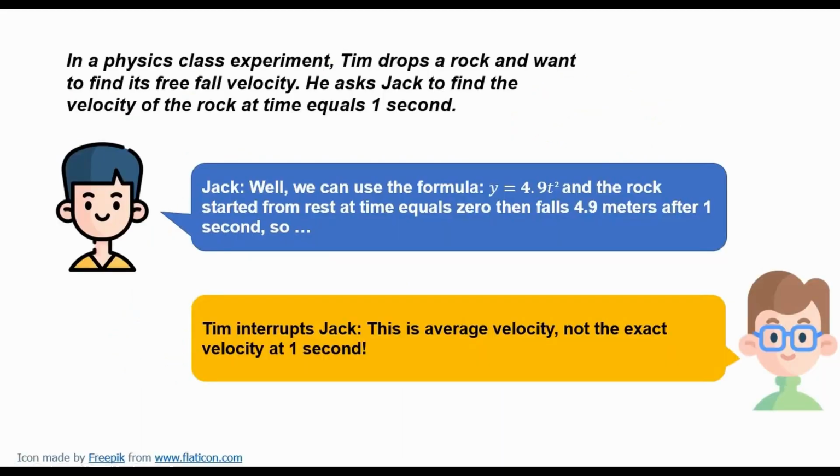Imagine in a physics classroom, a student called Tim drops a rock and wants to find its freefall velocity. He asks another student, Jack, to find the velocity of the rock at time equals 1 second. Jack replies, well, we can use the formula y equals 4.9 t squared, where t means time and the rock started from rest at time equals 0, then falls 4.9 meters after 1 second. So Tim interrupts Jack: this is average velocity, not the exact velocity at 1 second.